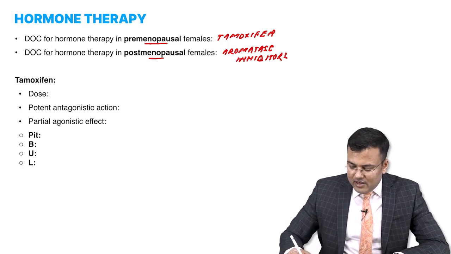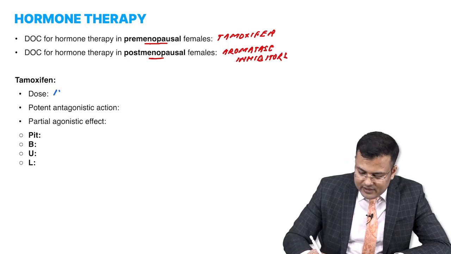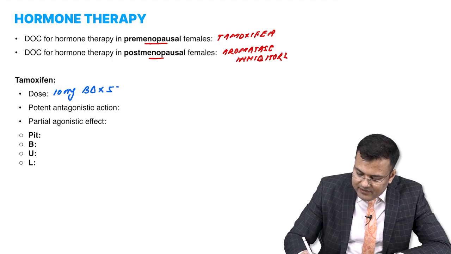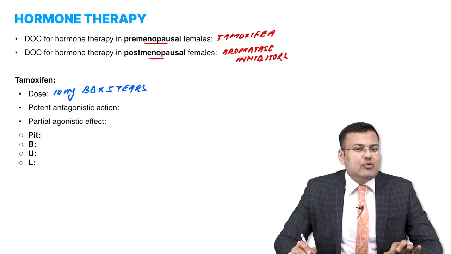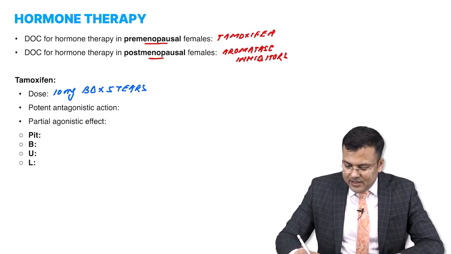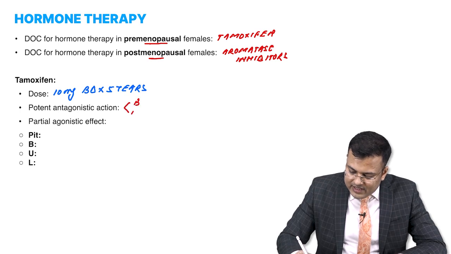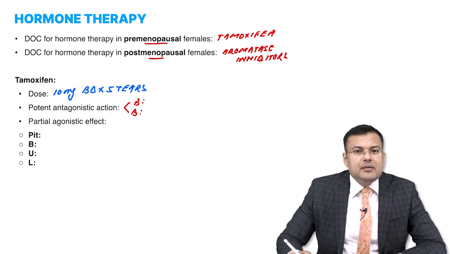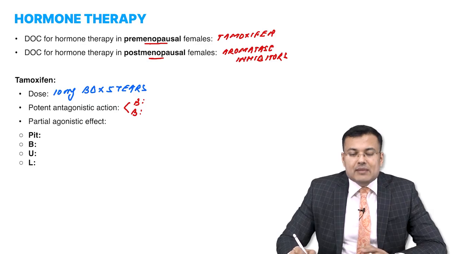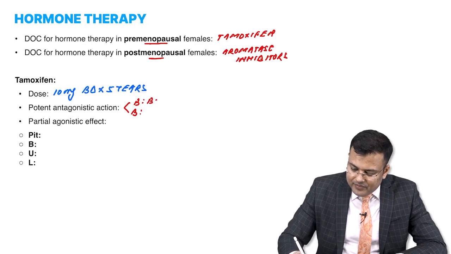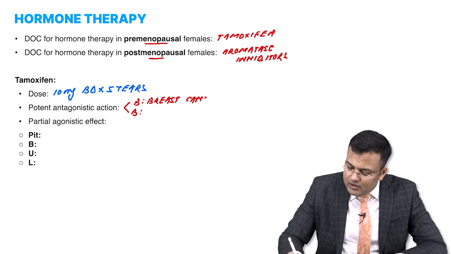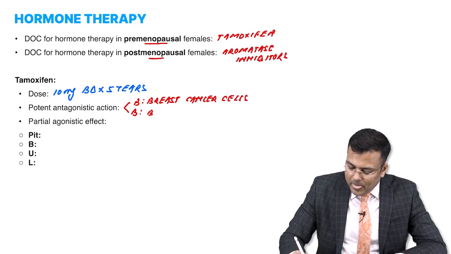So tamoxifen, how much is the dose? We give 10 mg BD, and that 10 mg BD is given for 5 years. Right? It has a potent antagonistic action on BB. BB means breast cancer cells and blood vessels. Clear? So breast cancer cells and blood vessels.